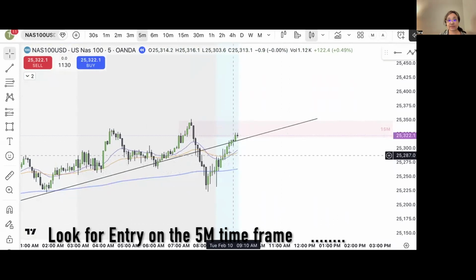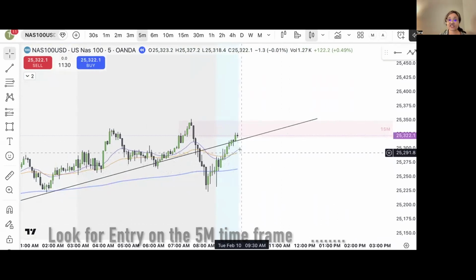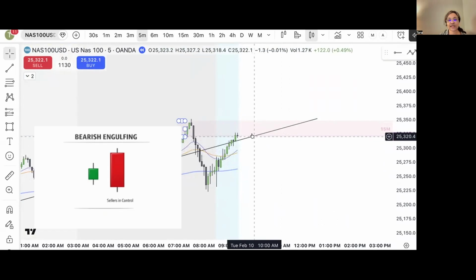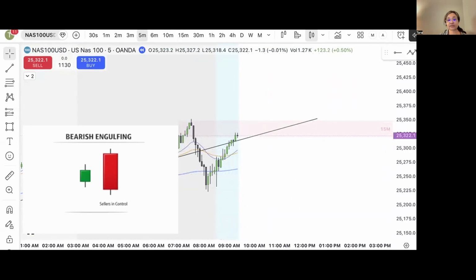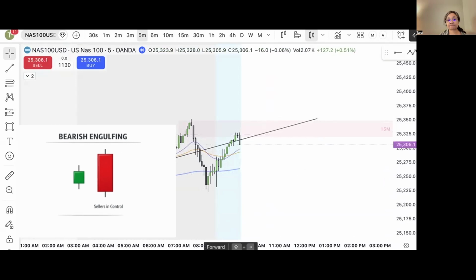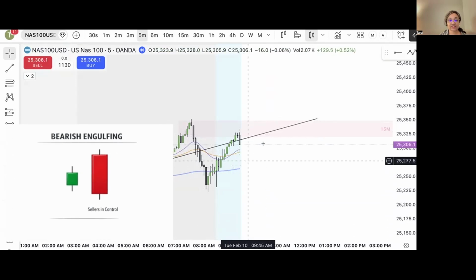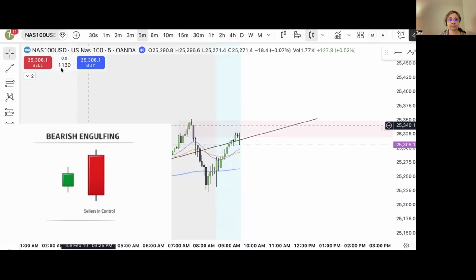We have a push up. We have our candle of indecision, which is a doji. Now we're looking for an engulfing candle or a sell signal. And there we go. There's our engulfing candle. So we would enter the trade here.